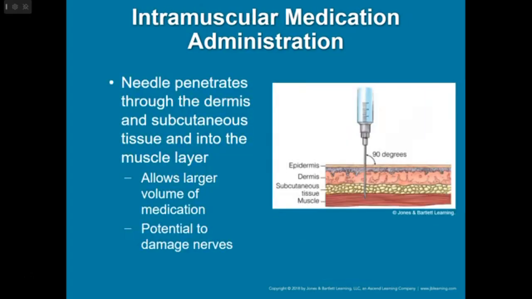Intramuscular, that's where we change our angle. We're going to come in at a 90-degree angle, just like when they're giving it IO, and you're going to go all the way into the muscle. You want to choose an area with a large amount of muscle, and it will help it absorb better. So you go in about an inch, inch and a half until you hit that muscle, and then give your medication. You can give more volume of medication in those areas too.